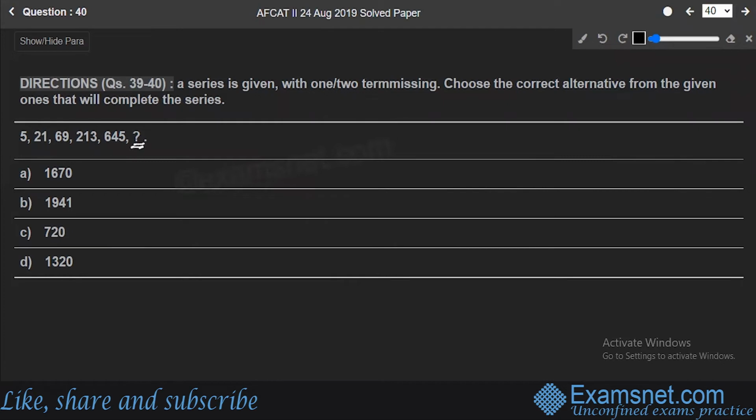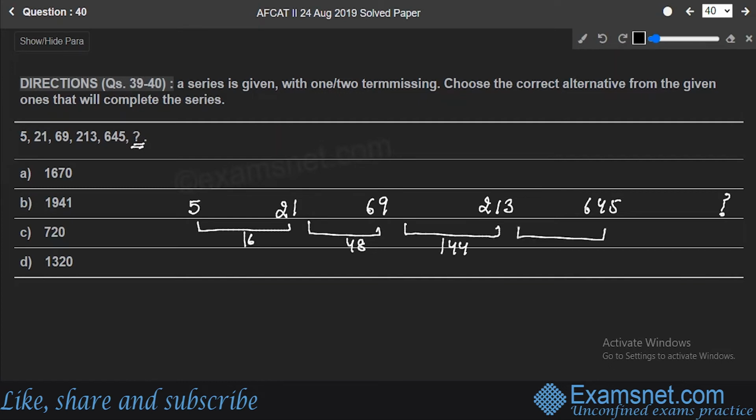Let's write down the series again. It is 5, 21, 69, 213, 645, and you have to find out what will come in the question mark. Right. So the difference between the two is 16, clearly 48. What is the difference between the two? 144. Between these two is 432. If I get the difference between two, I will definitely get the question mark.